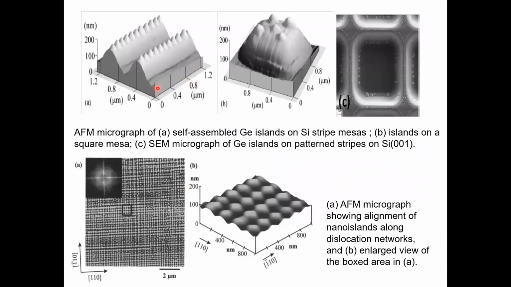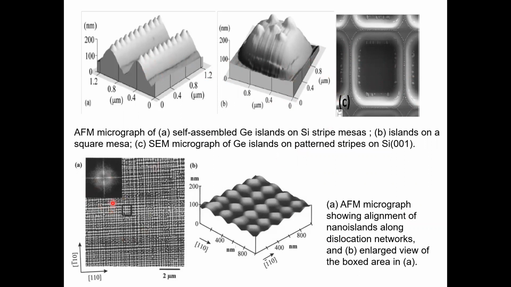The other example was the BSA, so you can photolithographically define, create a well-defined structure, and on top of that you deposit your germanium islands, for example, on mesas that were created on 001 silicon. Here you can see examples of that. So you're guiding by creating this photolithographically created pattern on the substrate already.